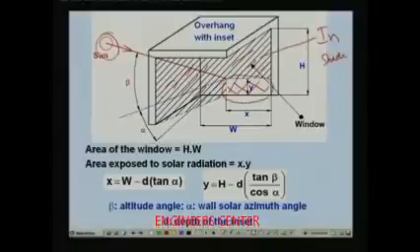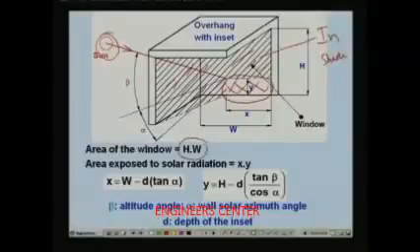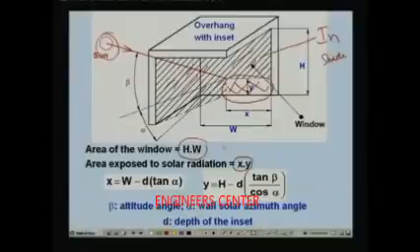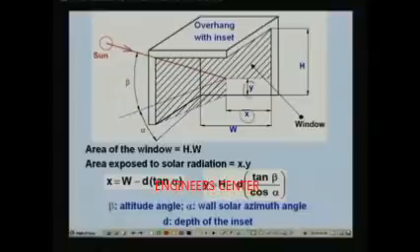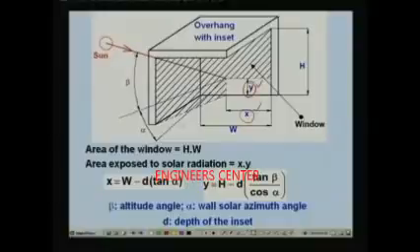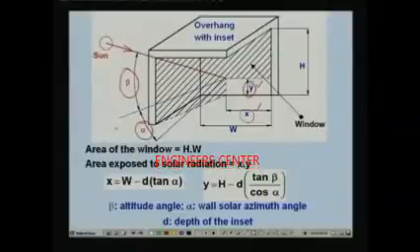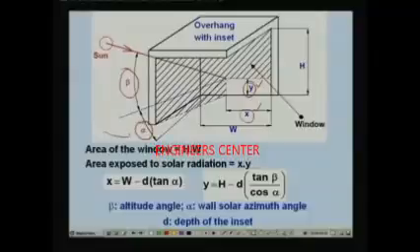That means without overhang, the entire area is exposed to direct radiation, whereas with overhang only the small portion is exposed to direct radiation, and this small portion is given here as multiplication of x into y. At any point you can calculate x and y because this is related to your solar geometry. For example, it is related to your altitude angle beta and also to your surface solar azimuth angle alpha. What is the relation?